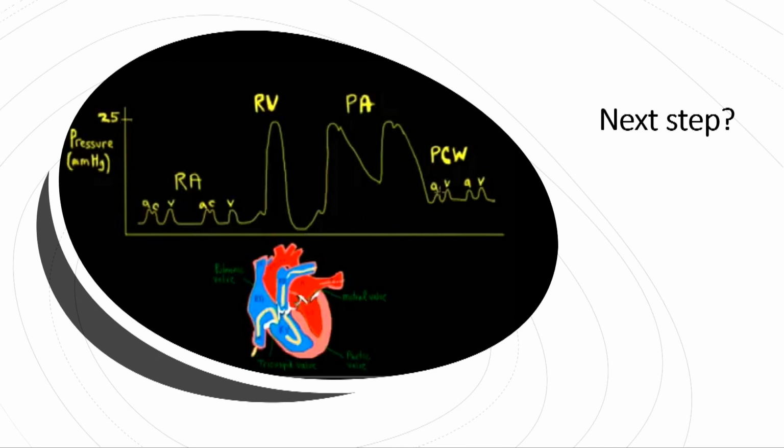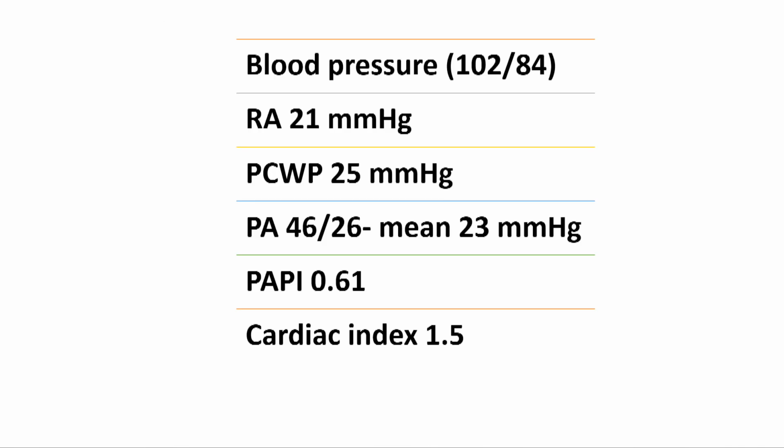This patient was actively crashing. Once we got him stabilized, we got a right heart cath. And these were his numbers. Blood pressure now is 100/80 on multiple pressors. RA pressure is 21, wedge is 25. PA pressure, as you see, PAPI is 0.61 and cardiac index of 1.5.